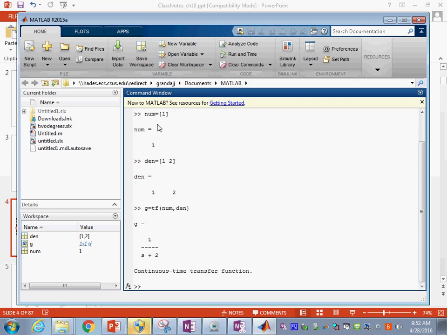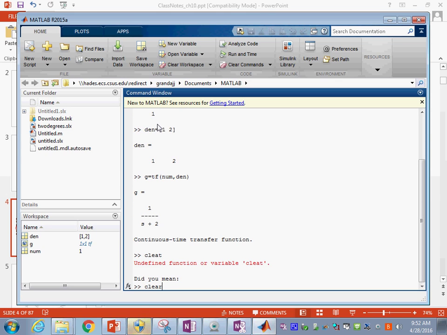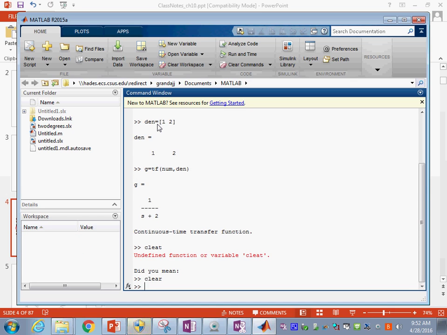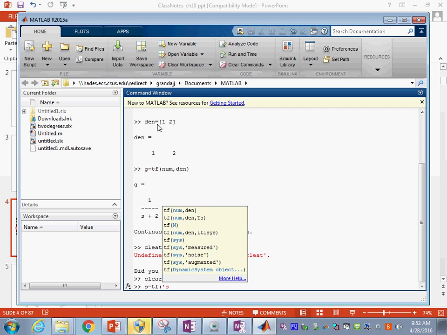Just for practicing here, another way of entering the same thing is by defining, first we're going to clear this. Yes, we're going to clear. So in here, you could define that s is equal to the transfer function variable of s, so whenever you see s, it is a transfer function variable like this.